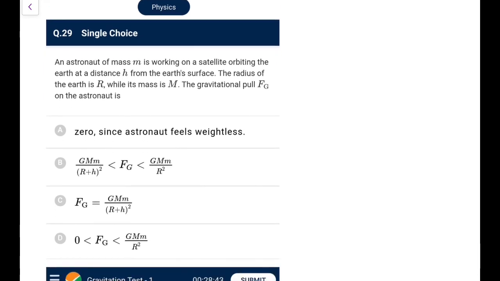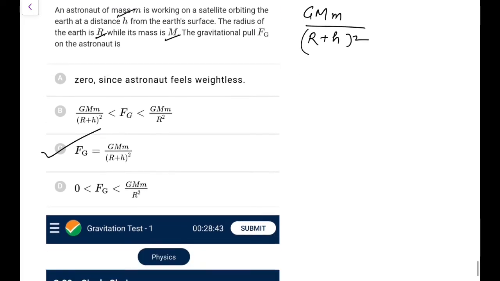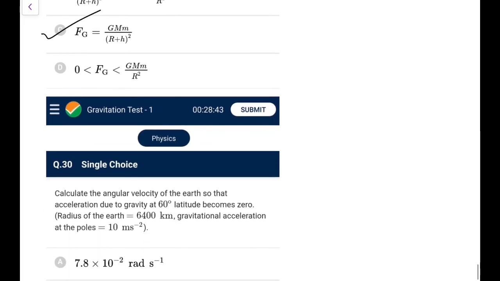An astronaut of mass m is working on a satellite orbiting the Earth at a distance h from the Earth's surface. The radius of the Earth is R while its mass is M. The gravitational pull Fg on the astronaut is... Okay, it is working on a satellite orbiting the Earth at a distance h from the surface. The gravitational force you can directly write as GMm upon distance from the Earth's center, which is R plus h whole square. So it would be like this, working on a satellite. So it would be option C, that is the most appropriate. I can make it out from this. Okay.